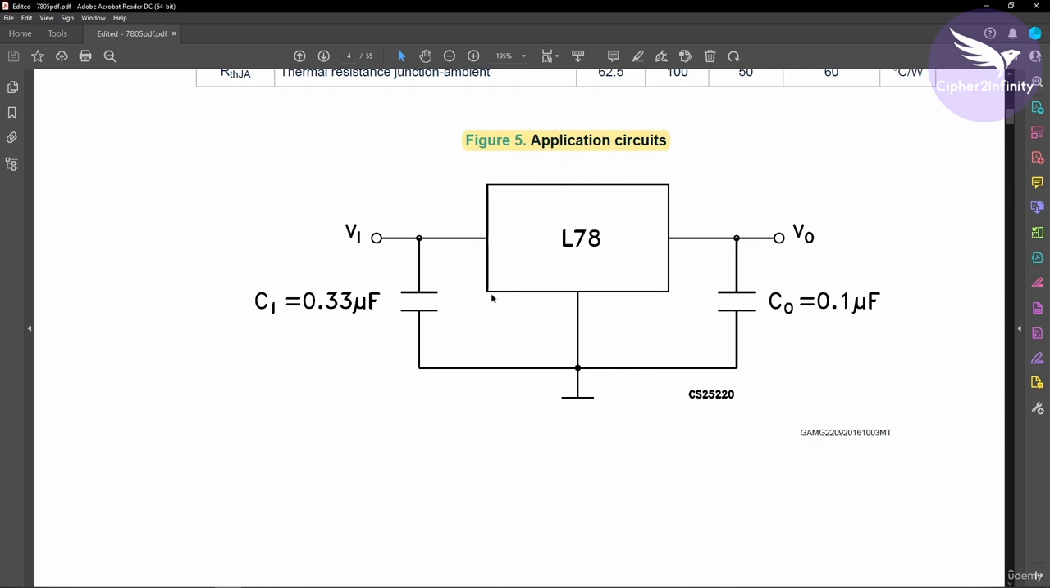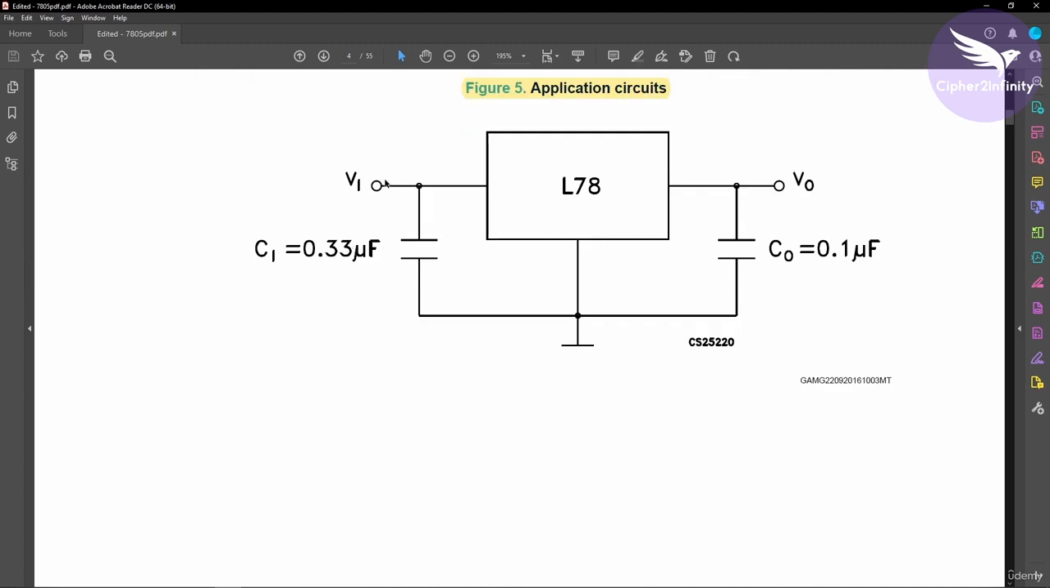You can see the circuit is very simple: the input pin, output pin, and then ground. On the input side, we have to connect one capacitor. Again, on the output side, we have to connect one more capacitor, and they have also given the values of these capacitors. On the input side, we have to connect 0.33 microfarad, and on the output side, 0.1 microfarad. But in our power supply circuit design, we have actually used some different capacitors. We have used 100 microfarad and 0.1 microfarad capacitors.